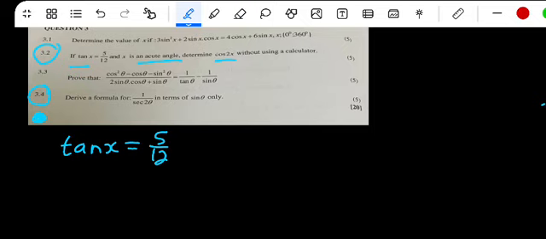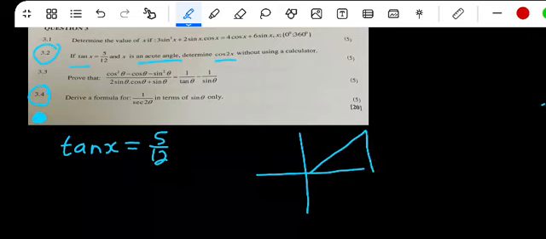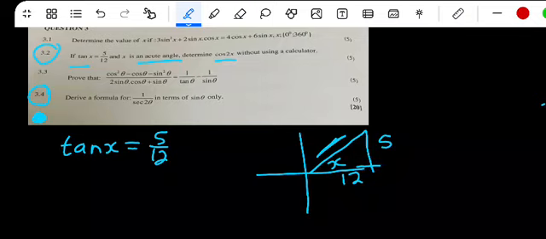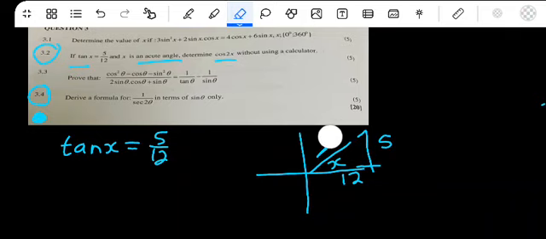Acute angle, let's say I've given a Cartesian plane. An acute angle is obviously an angle that is less than 90. It will be here in the first quadrant, our triangle. You'll have your x here, tan is opposite over adjacent. We have 5 opposite, we have 12 adjacent. If we want the hypotenuse, we use Pythagoras to have this side there.